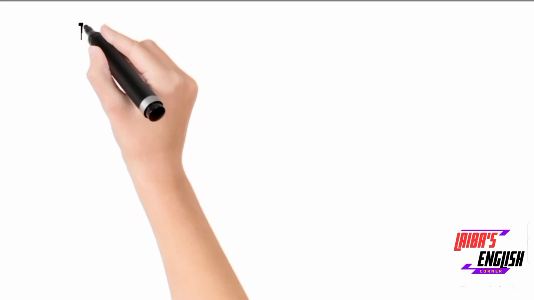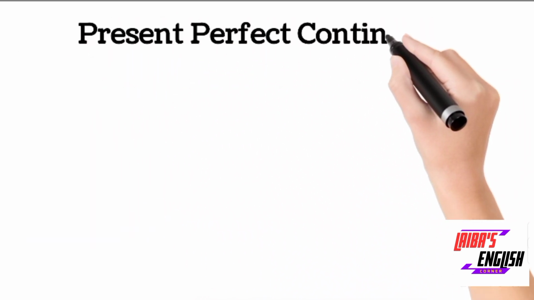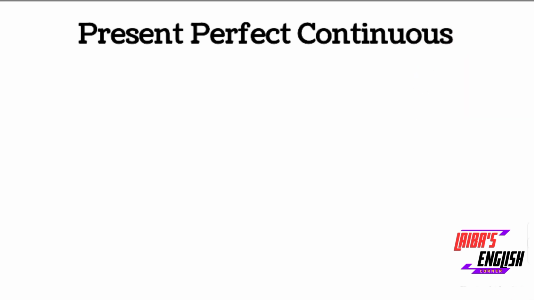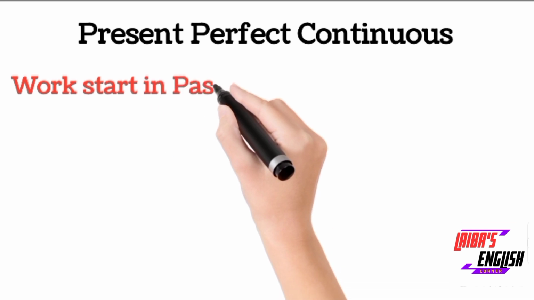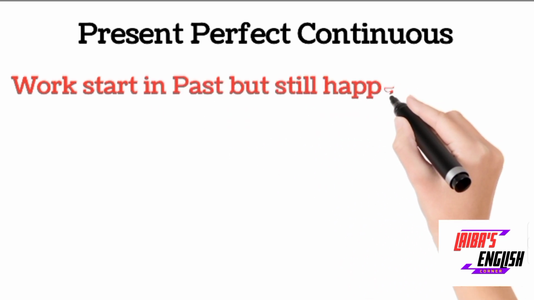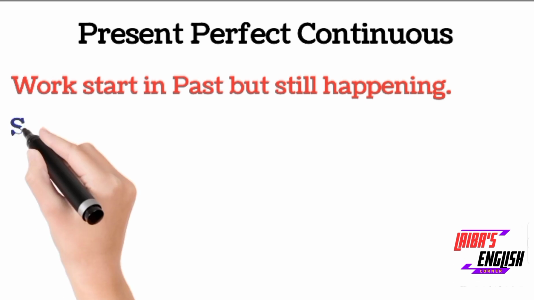So let's start with our last topic of present tense, which is present perfect continuous tense. Basically in present perfect continuous tense, work starts in the past but is still in progress. For example, I have been playing cricket for 10 days. In this sentence, I started playing cricket 10 days before but still I am playing cricket.